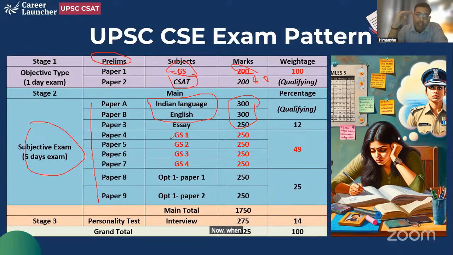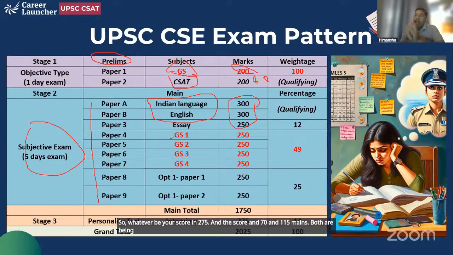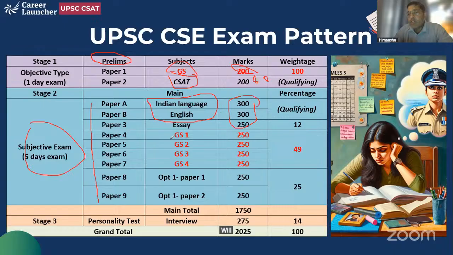Now, when you go for the interview round or the personality test, as UPSC calls it, you will be assessed on 275 marks. The maximum marks in the interview is 275. So whatever your score in the 275 and the score in the 1750 mains, both are added and your final ranking will be on the basis of 2025 marks, 1750 of mains and 275 of interview.